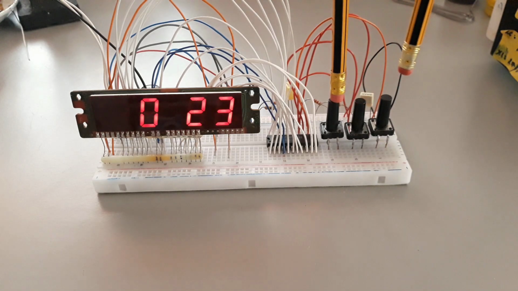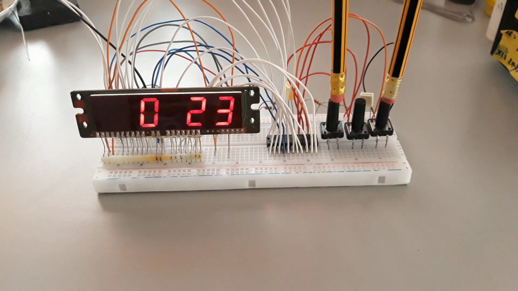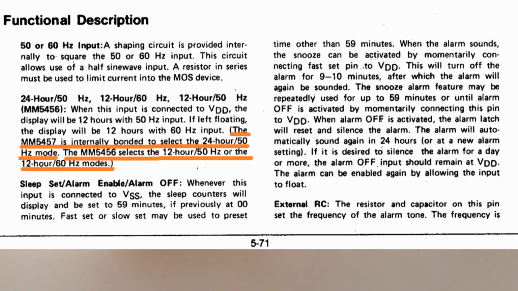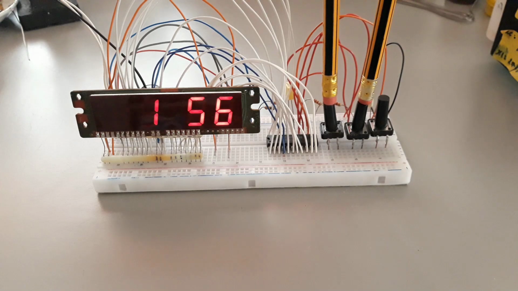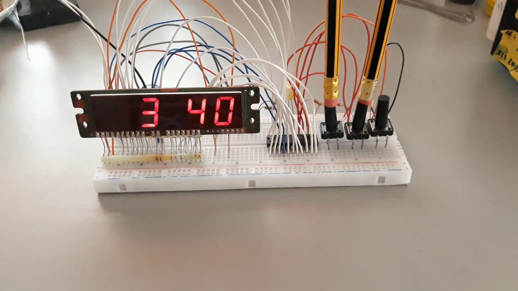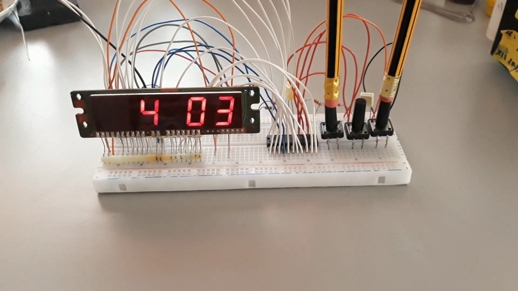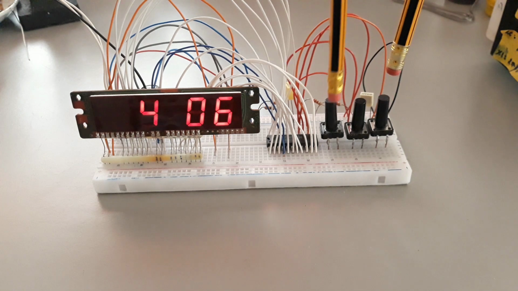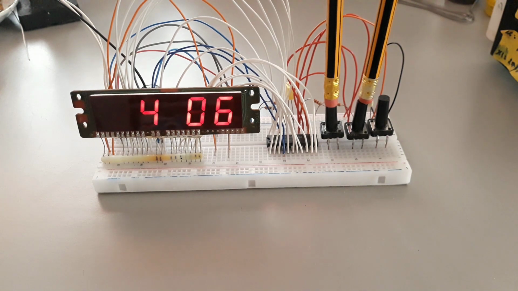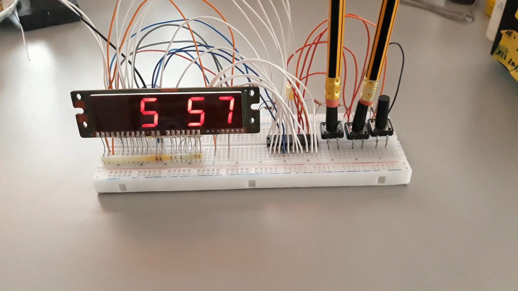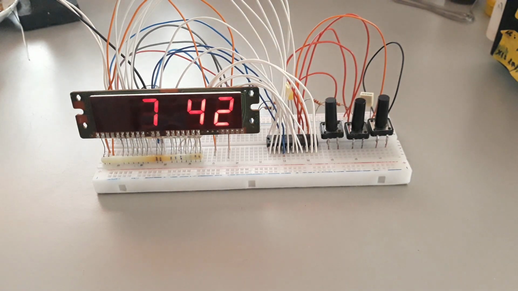Another important difference is the clock reference frequency. The MM5457N supports only 50 Hz as its time base. It is also designed exclusively for the 24-hour format. This configuration is fixed by design. Its close relative, the MM5456N, supports both 50 Hz and 60 Hz operation, but only in the 12-hour format.